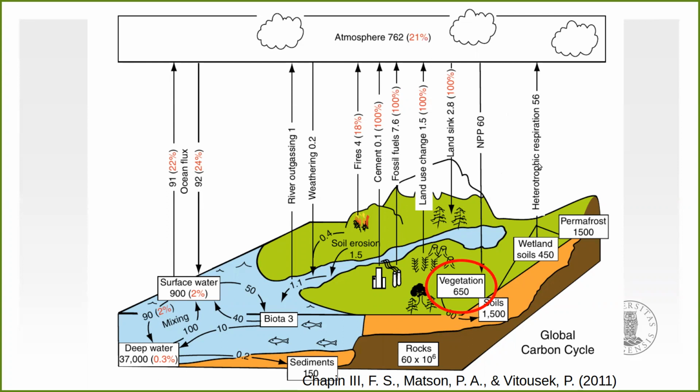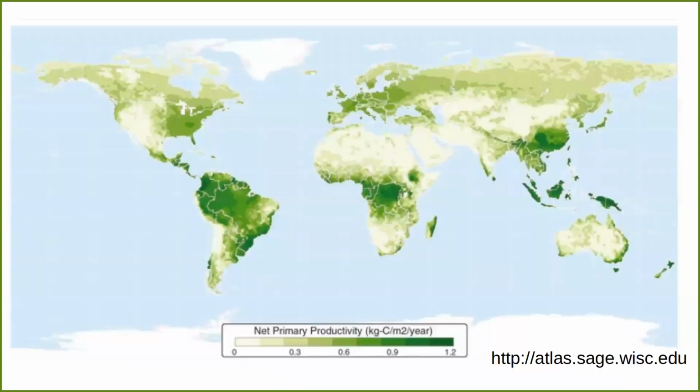So I can start with the vegetation. Vegetation is one big carbon pool overall, and if we look at the planet scale, we can see that the biggest net primary productivity is at the tropics. So it's highly correlated with precipitation and temperature. And of course, where it's dry or where it's cold, it's much less.